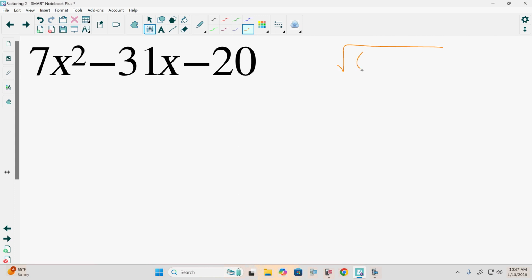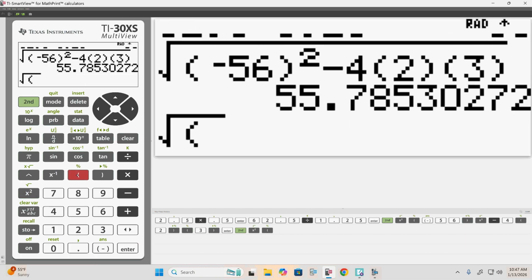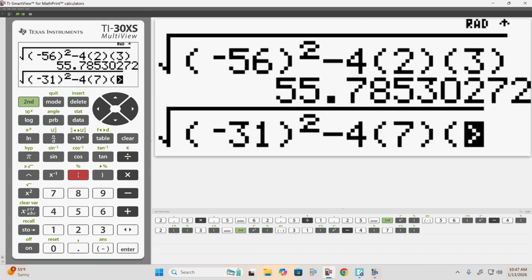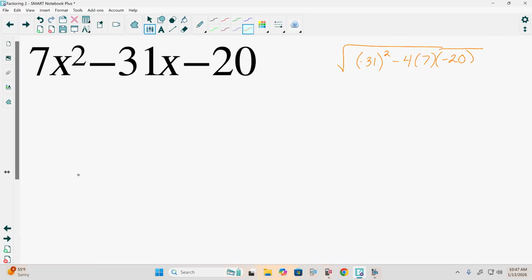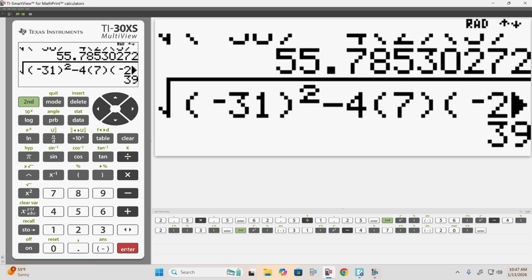And if I wanted to just check it and make sure, b squared, so negative 31 squared, minus 4 times a times c. Square root of negative 31 squared minus 4 times 7 times negative 20 gives us 39. Now that doesn't tell us anything about how it's going to factor or what it's going to do. It just says, yes, it is factorable.